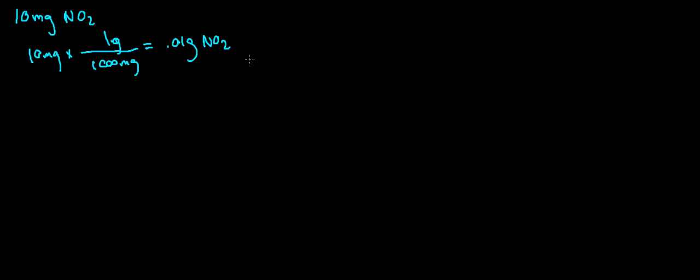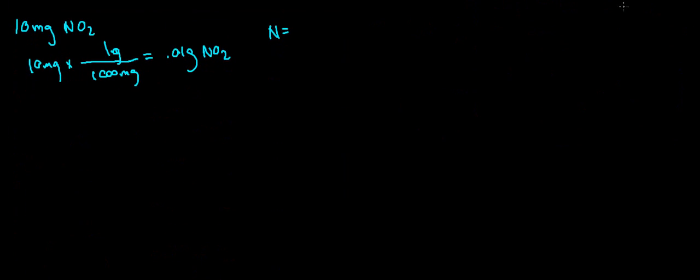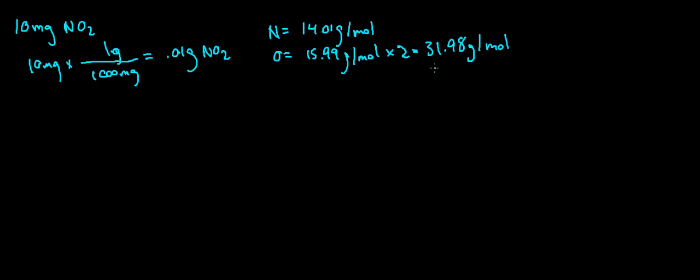Now let me continue on and find the molar mass of this so I can find the moles. Nitrogen is equal to 14.01 grams a mole. Oxygen is equal to 15.99 grams a mole. And there are 2. And this is equal to 31.98 grams a mole. I'll tally these up even though that one's all the way over there. And this is 45.99 grams a mole.